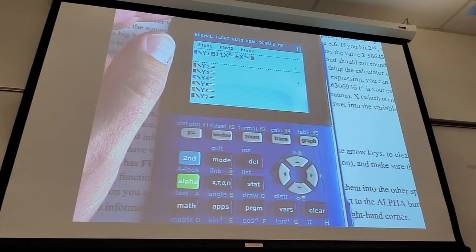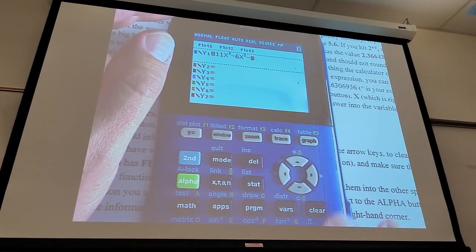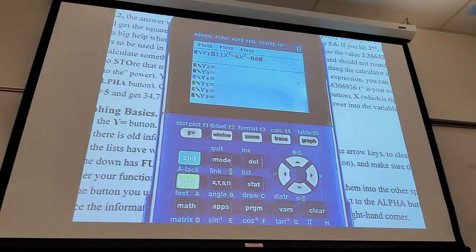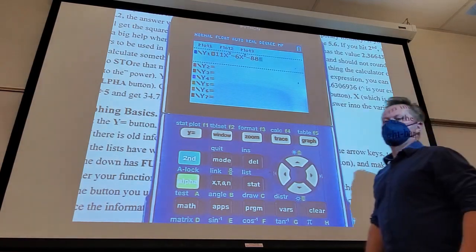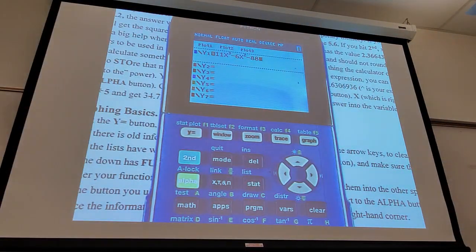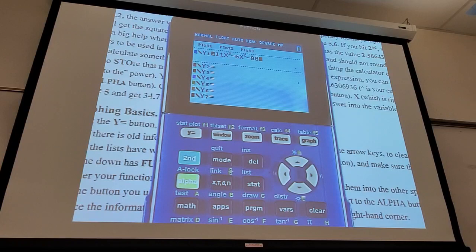Minus, what do you got, Jeff? 88. Let's see what I have done. What have I done to us? I missed the part where you taught how to bring the cursor down, so I can. Gotcha. So yeah, just hit the over arrow. Over. Yeah. Okay. Now you can keep going.